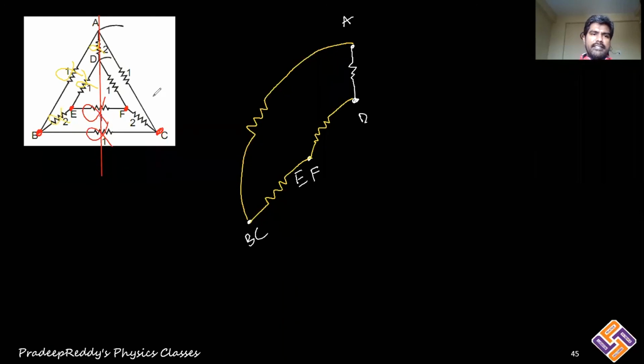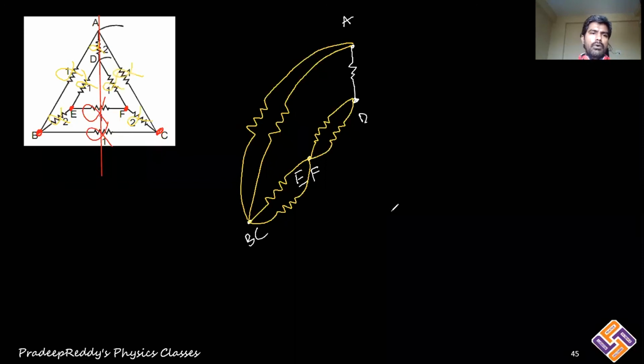Now come to the right side. From A to C there is one resistor. This one I have drawn. Next, from C to F there is one resistor. This one is removed. Next, from D to F there is one more resistor. This is one more resistor.